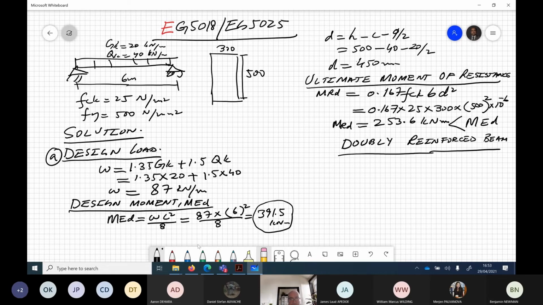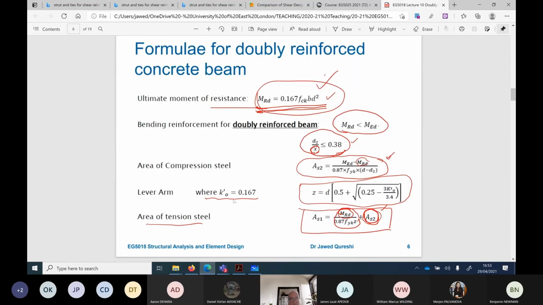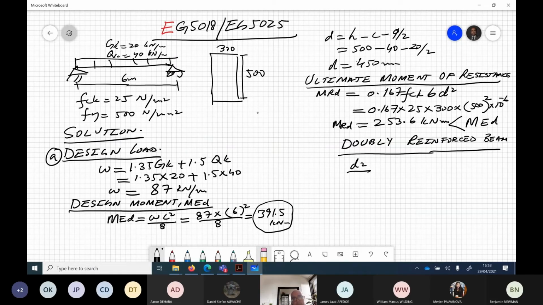Now for doubly reinforced beam, first of all, you need to verify D2 over X should be less than 0.38. So I have to determine D2 as well. D2 should be equal to cover plus phi dash divided by 2. So cover is 40 plus phi dash, assuming it to be 16. So this will give me 48 millimeter.